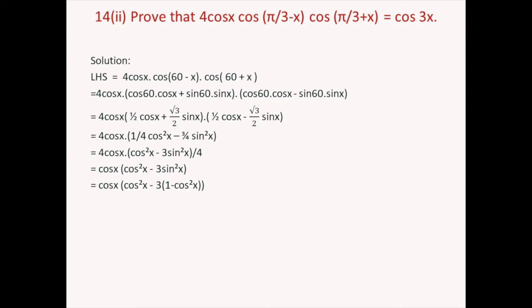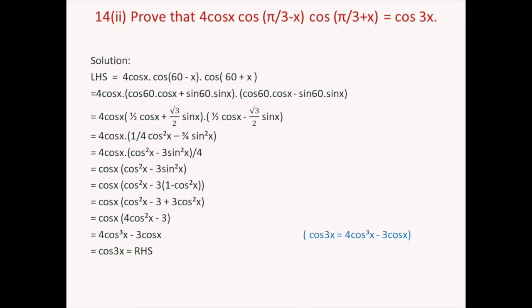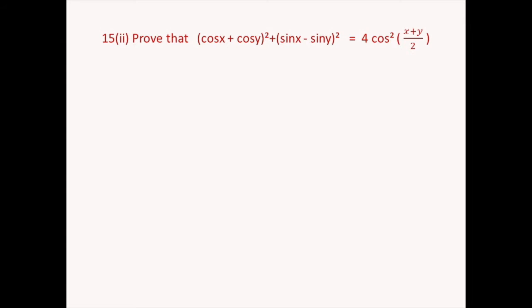Then in the next step I have just simply substituted sin square x as 1 minus cos square x and I have opened the brackets, multiplied inside, and I get cos x now into 4 cos square x minus 3. When I multiply inside, I get 4 cos cube x minus 3 cos x. Knowing the identity that cos 3x is equal to 4 cos cube x minus 3 cos x, I have written in the last line cos 3x, and this was my right hand side. So again, my left hand side is equal to right hand side.